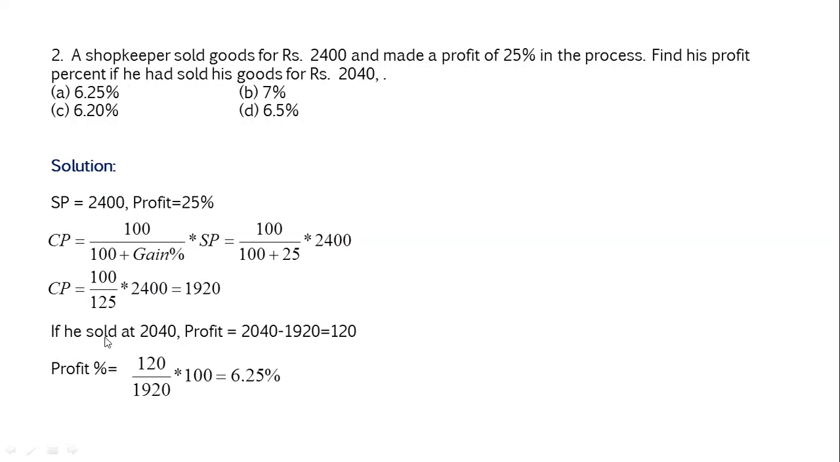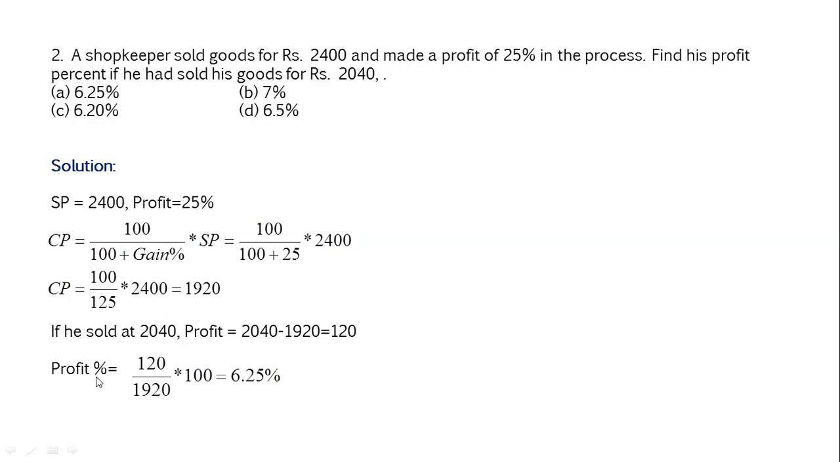Now if he is selling that good at 2040, see at what cost he has purchased: 1920. At what cost is he selling: 2040. So what will be the profit here? 2040 minus 1920. It will be 120. Why is there profit? Because selling price is more as compared to cost price.